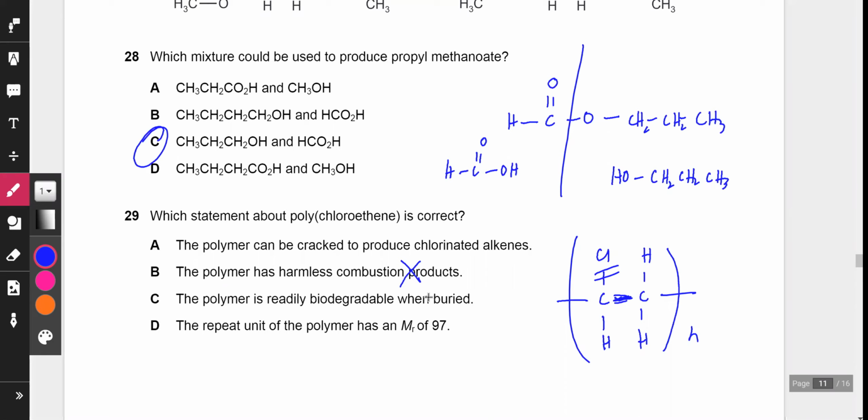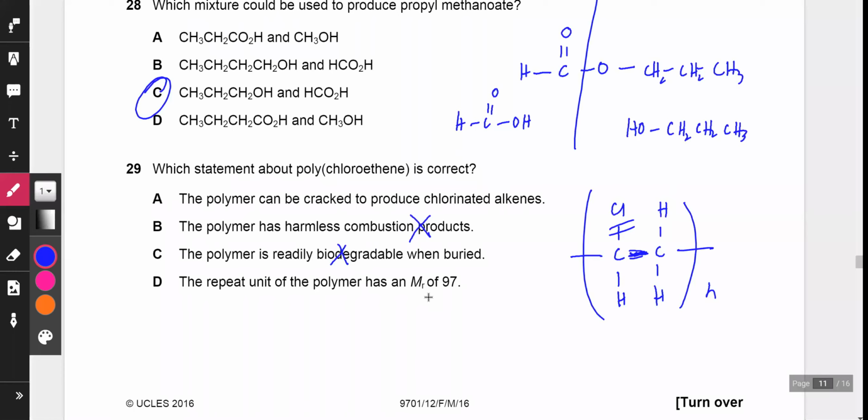The polymer is readily biodegradable. Polyalkenes, or any addition polymer, are not biodegradable because the carbon chain is usually very non-polar. If you have a non-polar carbon chain, it's not going to attract a lot of molecules, and it won't break easily. Remember, carbon chains are very, very stable. So not biodegradable. The repeat unit of the polymer has an Mr of 97. So we can measure the Mr, which in no way looks like 97. It's 2 carbon atoms. That's 24.